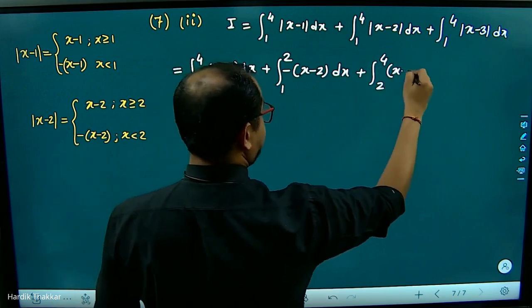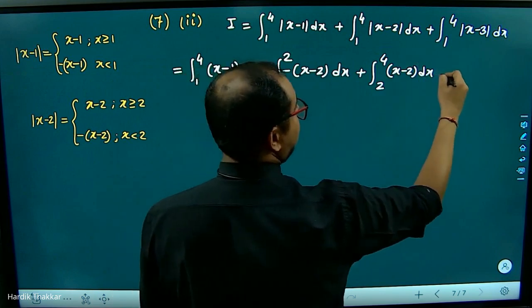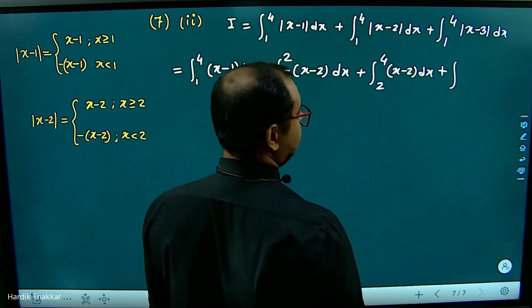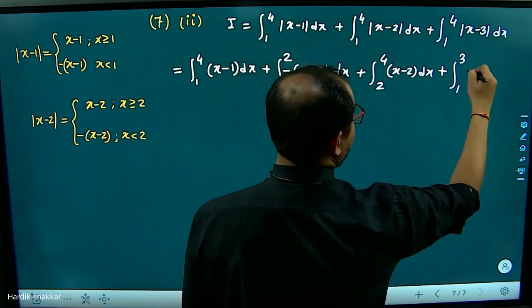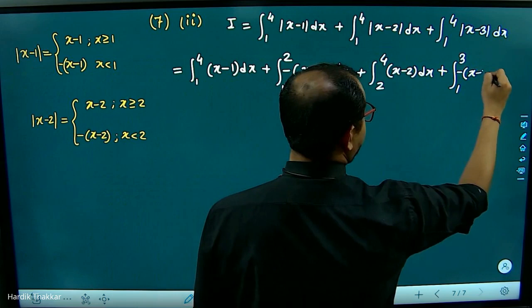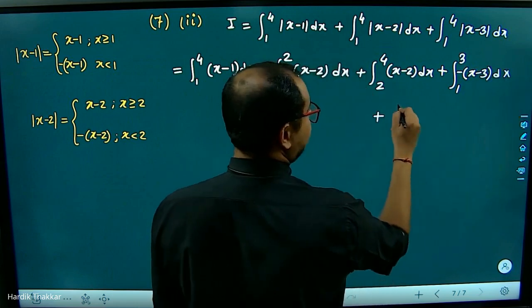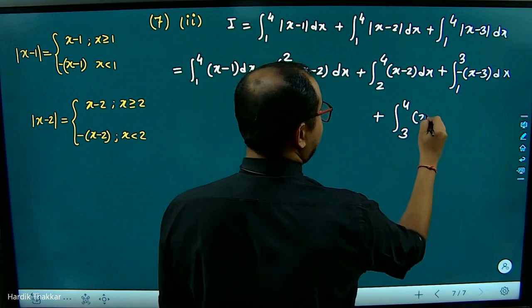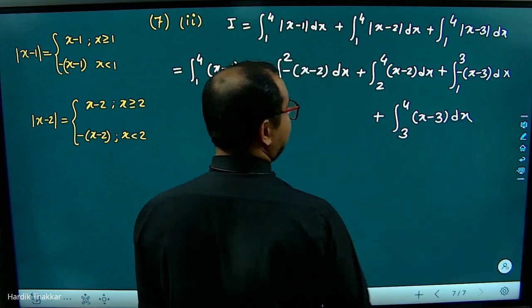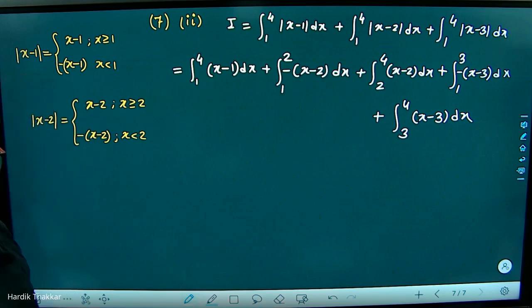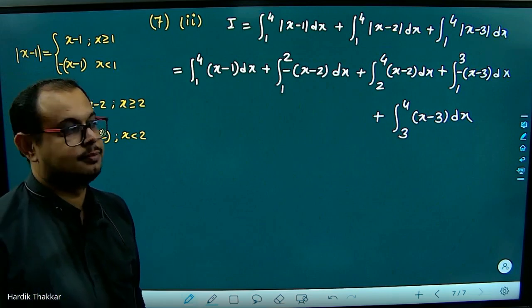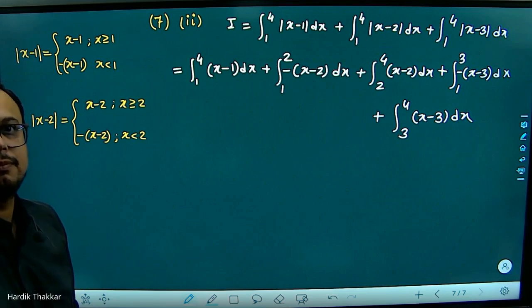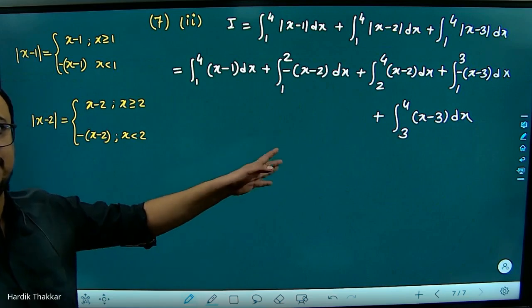It will be... for the next part it will be from 1 to 3, minus of x minus 3 dx, and for the next part it will be from 3 to 4, x minus 3 dx. So the first step will be like this. Now check for any doubts. Chevy, you have written like this only? Yes, sir. Okay.